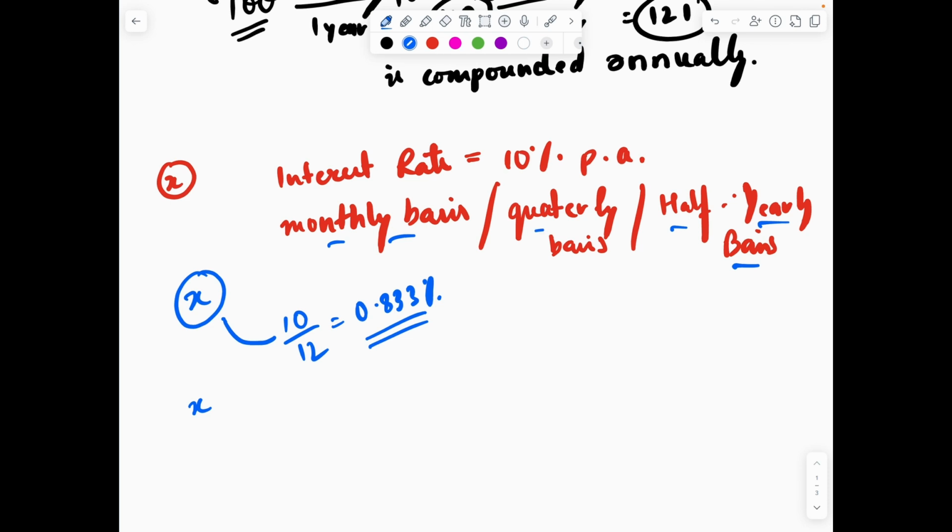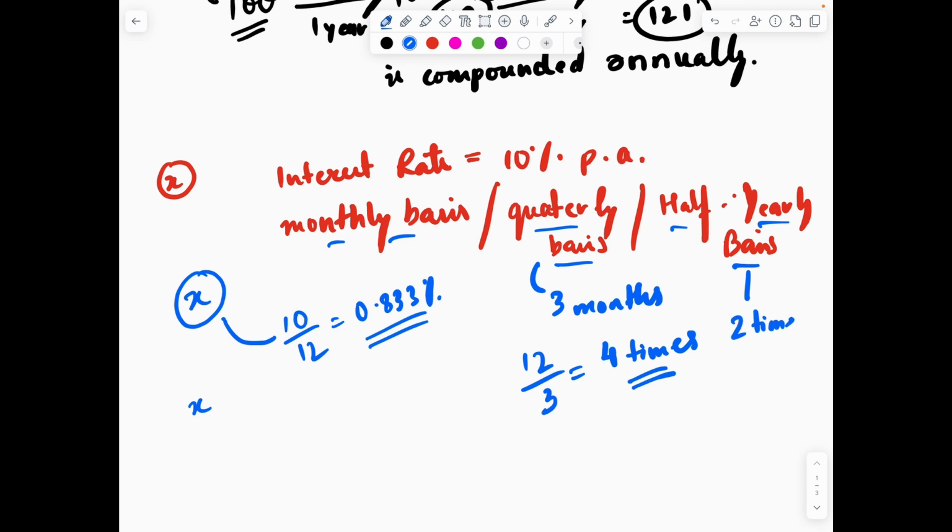If I tell you that I'm going to charge interest on a quarterly basis, in a quarter there are 3 months. In a year there are 12 months. 12 divided by 3 is 4. So I'm going to charge you interest 4 times in a year. What about half-yearly? Half a year means 6 months, so I'm going to charge you interest 2 times in a year. I hope you are able to grasp the concept.